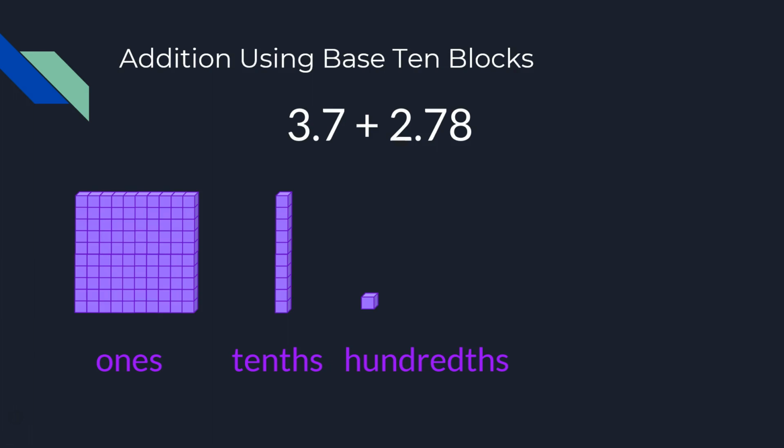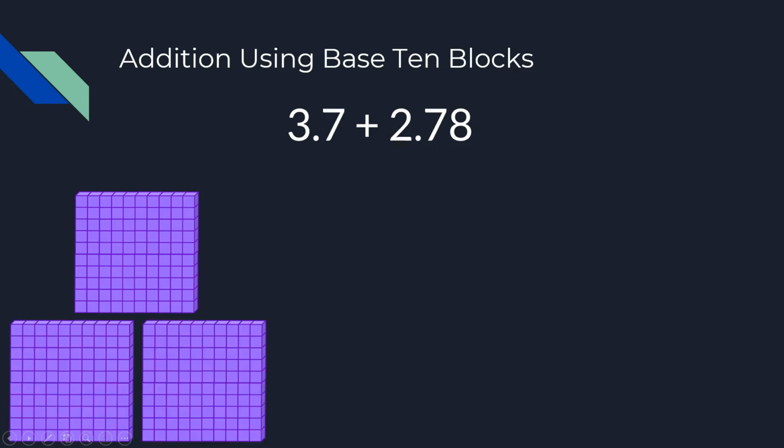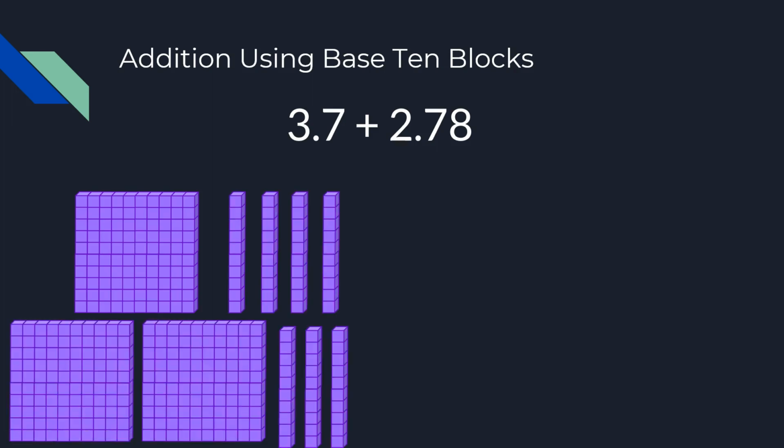Okay, so let's use these, because if we look at our problem, 3 7/10 has a ones place and a tenths place, and 2 78/100 has a ones place, a tenths place, and a hundredths place. So we can use these blocks as we have them labeled now to represent this problem. So this would be 3 ones and 7/10. These base 10 blocks are representing 3 7/10.